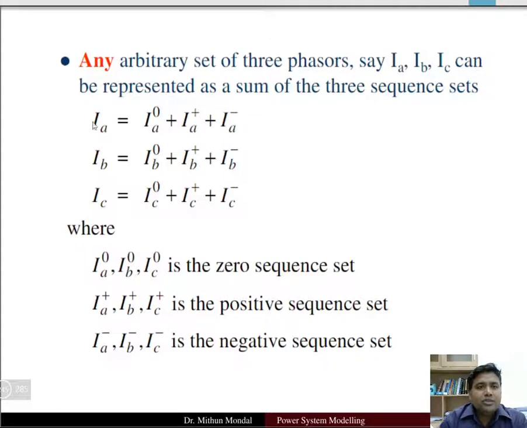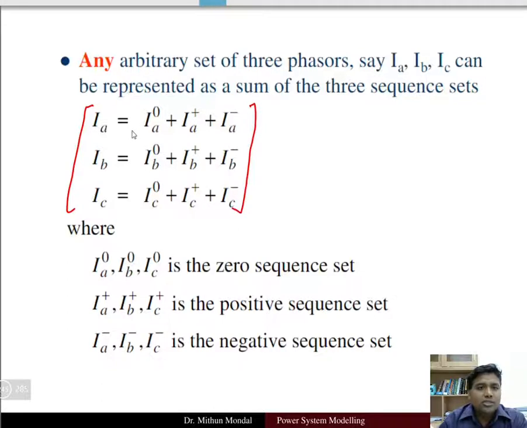Now similar to voltage, current can also be broken up into three components: zero sequence component, positive sequence component and negative sequence component. This is for phase A, this is for phase B, and this is for phase C. So any unbalanced system, whether voltage or current, can be broken up into the positive, negative and zero sequence components, which are balanced systems.